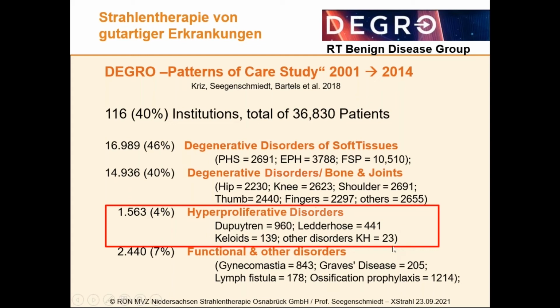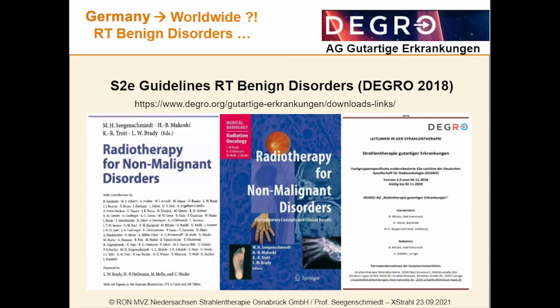So from these frequencies, we can expect that the probability to have those treatments in Europe and worldwide should be in the thousands, and it is worthwhile to look for new evidence to bring these indications forward to other societies and to other areas in the world. Thank you very much.